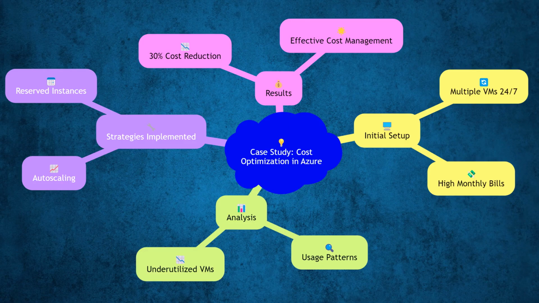Let's consider a case study to illustrate cost optimization in Azure. A company running multiple virtual machines 24/7 noticed high monthly bills. By analyzing their usage patterns with Azure Cost Management, they identified that many VMs were underutilized during off-peak hours. They implemented auto-scaling to adjust resources based on demand and switched to reserved instances for predictable workloads. These changes resulted in a 30% reduction in their Azure costs, demonstrating the impact of effective cost management strategies.